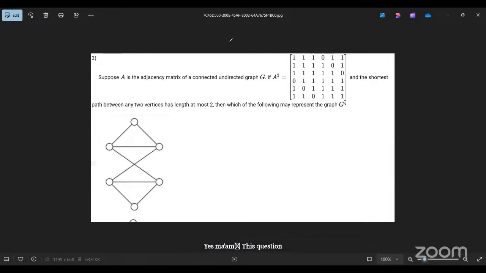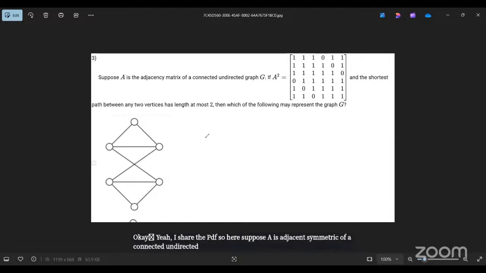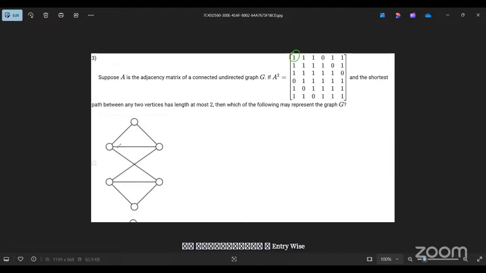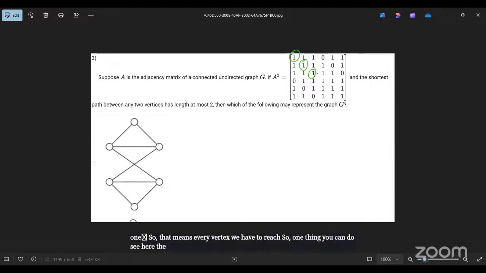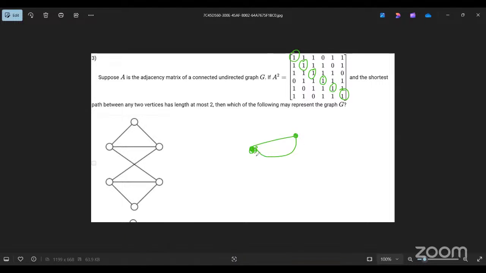So here, suppose there is adjacency matrix of a connected undirected graph G. If A square is this, path between any two vertices has length at most 2, then which of the following may represent the graph G? So here you can consider, yeah, just check entry-wise. So here the entry is 1, so that means every vertex we have to reach. See here, all the diagonal entries are 1. So that means we should be able to travel from one vertex to that vertex, I mean back, something like this should happen.